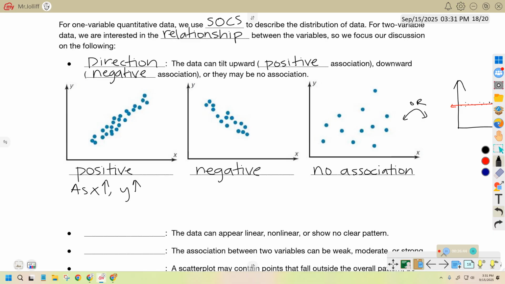Same direction. For negative, as x increases, what happens? Y decreases. Very good. These guys change in opposite directions. One goes up, the other goes down, vice versa. So positive changes in the same direction, negative changes are in opposite directions. Very good. So that's the first thing you do. Kind of stand back, blur your eyes, look at the general shape, which way does it tilt?